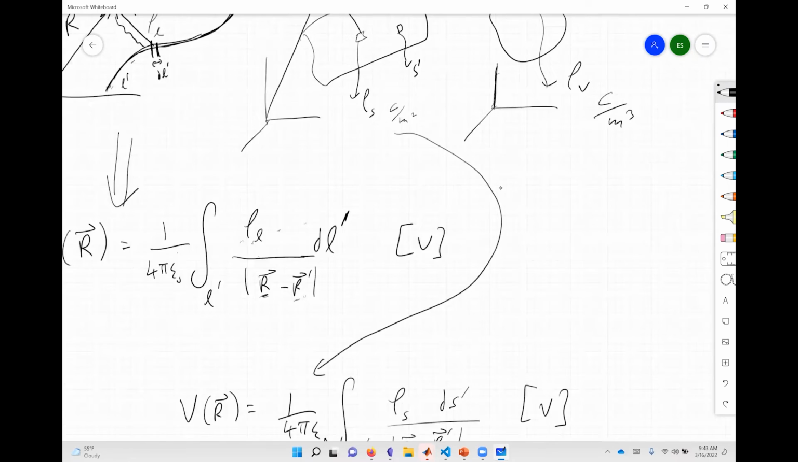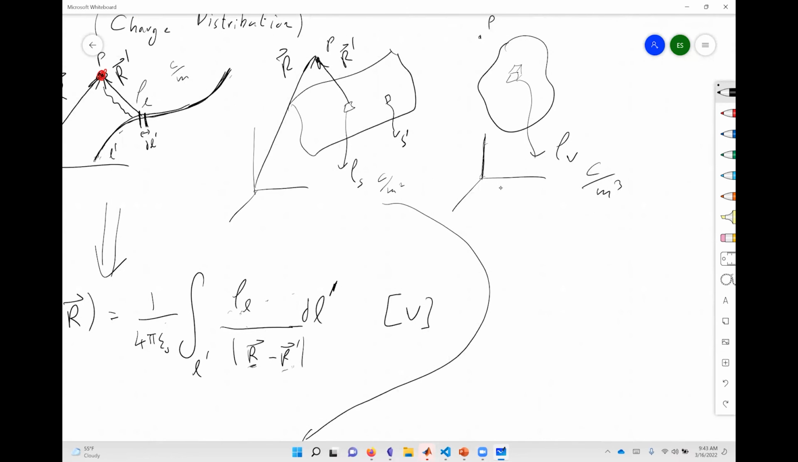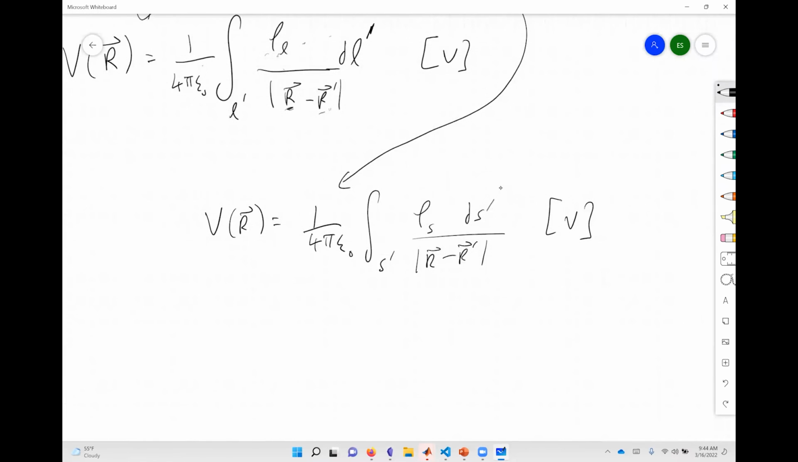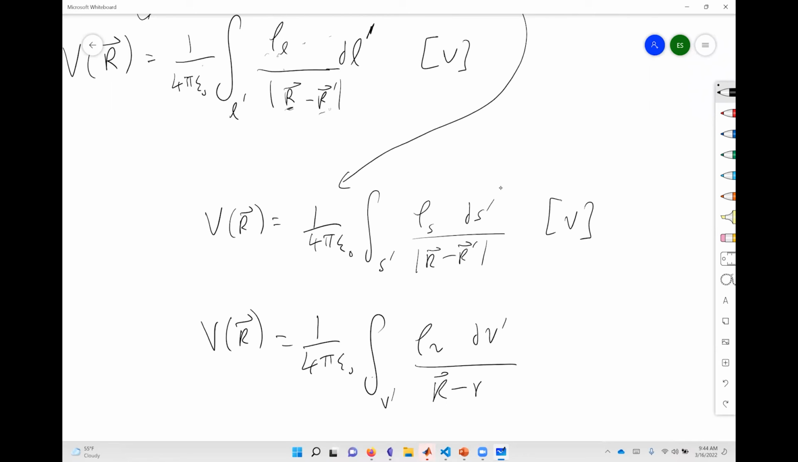And then finally, the same thing for the volume. I need to parameterize the volume. I can use a variable V prime to represent where we are in the volume. Right? It's essentially 3 coordinates: X prime, Y prime, Z prime, or R prime, theta prime, phi prime, whatever it is. It's a parameterization of the volume. And V at R in this case for a volume is going to be the same thing, but now it's going to be a volume integral. Meaning when you do this integral, you have to do it 3 times. Rho V dV prime over the magnitude of R minus R prime. Okay.